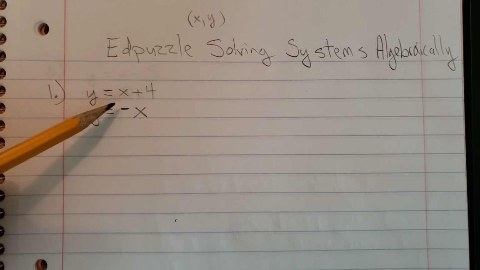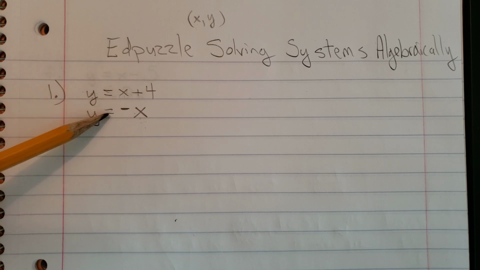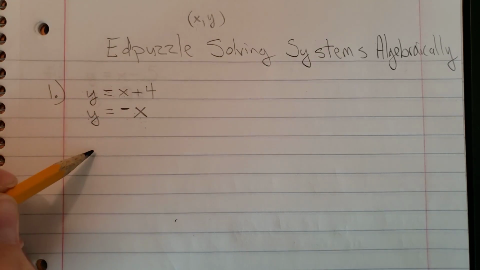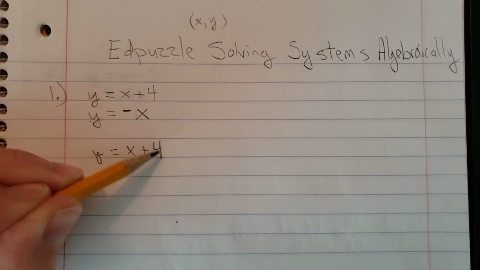So our step 1 in your notes was to choose one of the equations. In this case, it does not matter. Okay, we can choose either of them because they both have the y isolated, so you just choose either one. So I'm going to choose to start with y equals x plus 4.